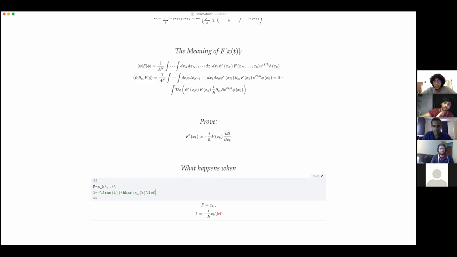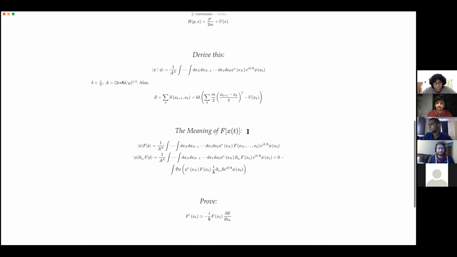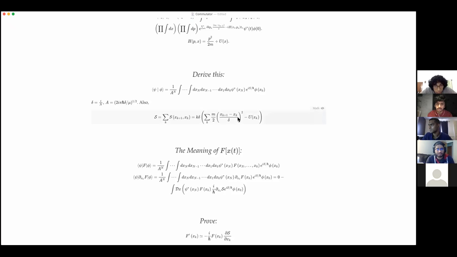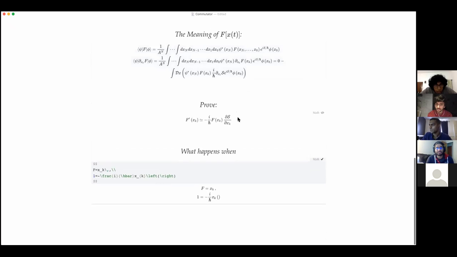So we have x_k times the derivative of S with respect to x_k. This is from the kinetic term, that thing, right? x_{k+1} minus x_k over delta, and as delta becomes zero, you can represent it like so.